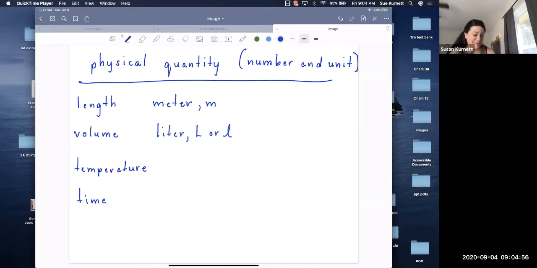Oh, mass, duh. Okay. In science, we're going to use thermometers that are in degrees Celsius. And time is in seconds. And mass is in grams.